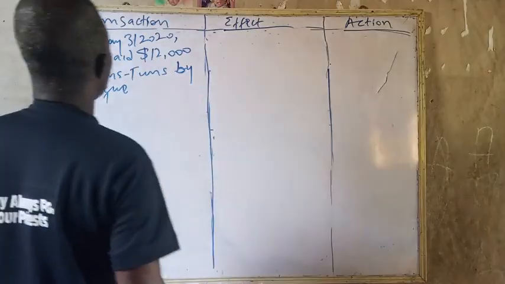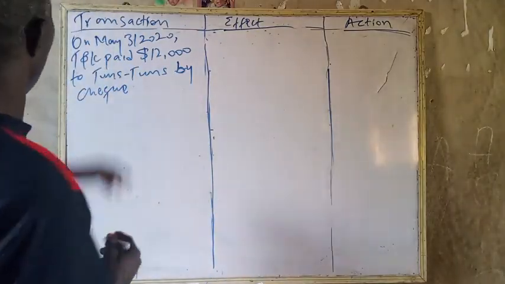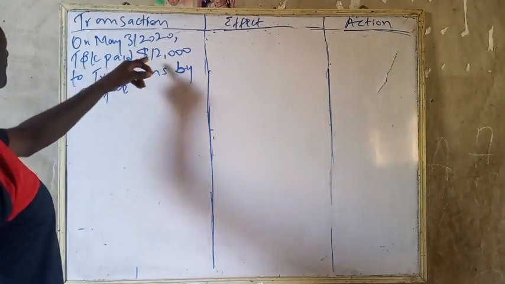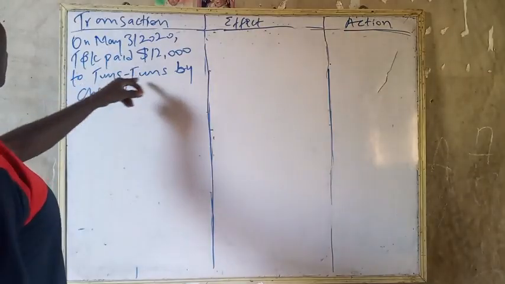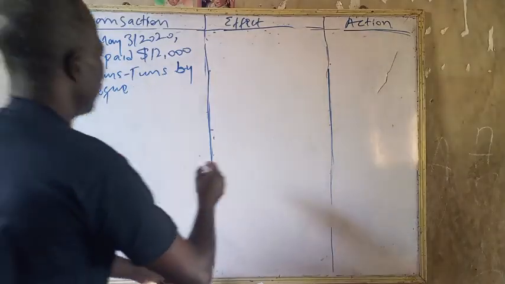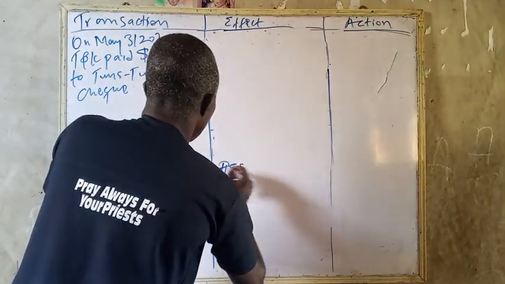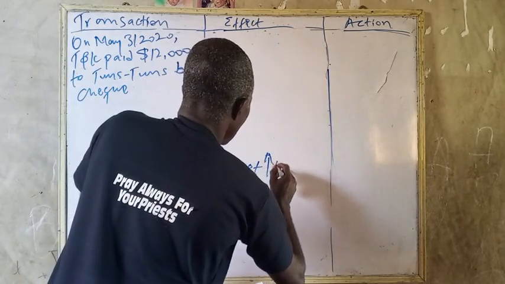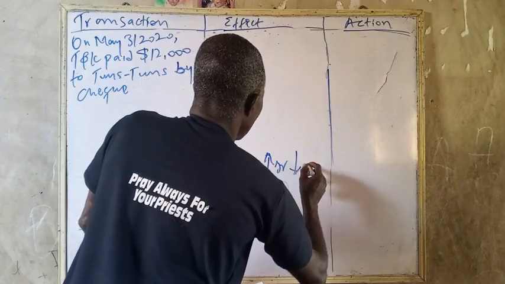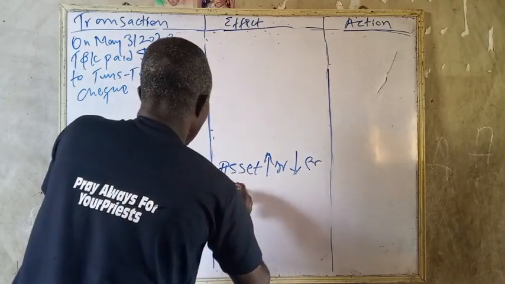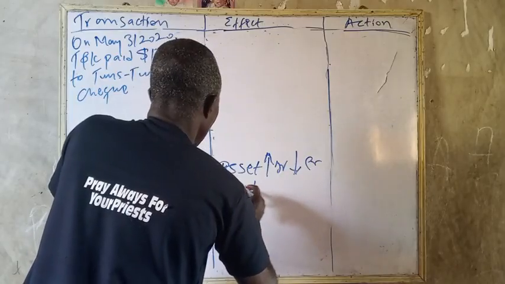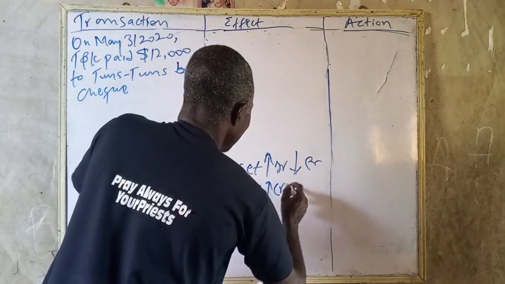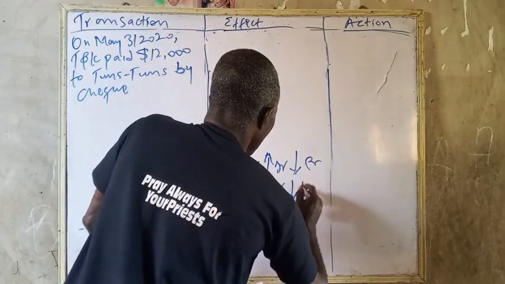By check. So what is the effect of this? On May 31st, 2020, T&K paid $12,000 to Tombstones by check. I will demonstrate again. Assets increase, what do? You debit. Asset decrease, what do? You credit. Equity increase, what do? You credit. Equity decrease, what do? You debit.